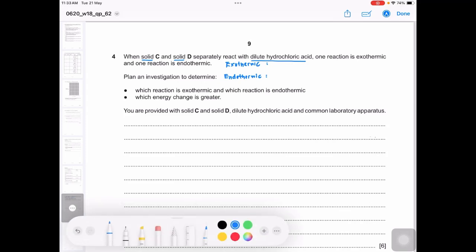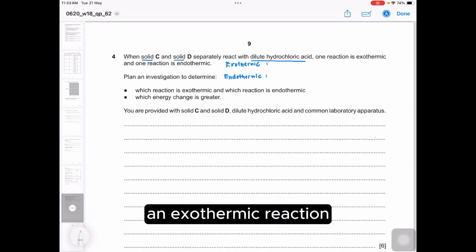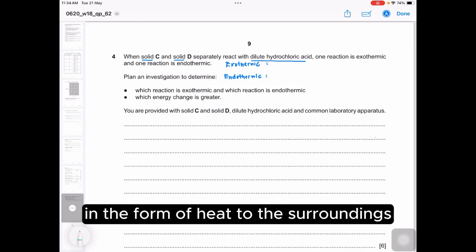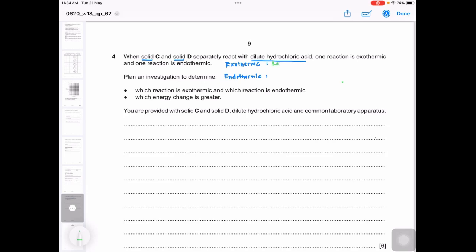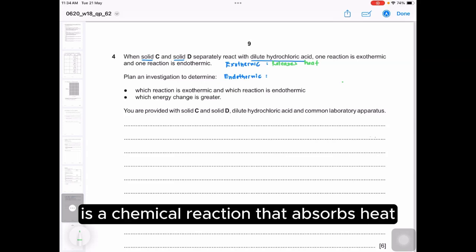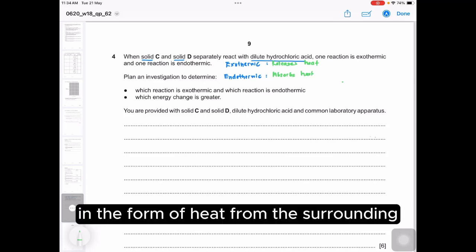So, an exothermic reaction is a chemical reaction that releases energy in the form of heat to the surroundings. And an endothermic reaction is a chemical reaction that absorbs heat from its surroundings.